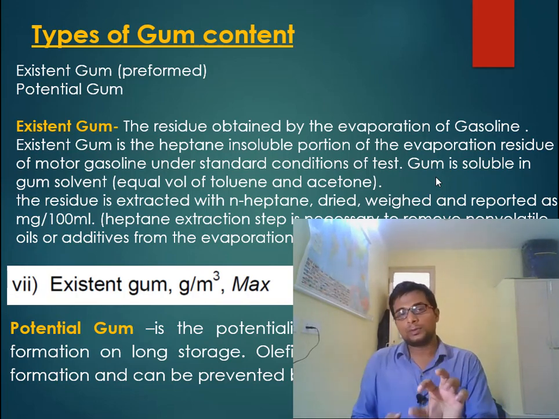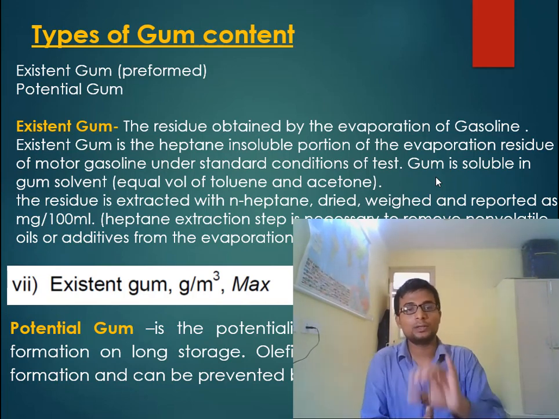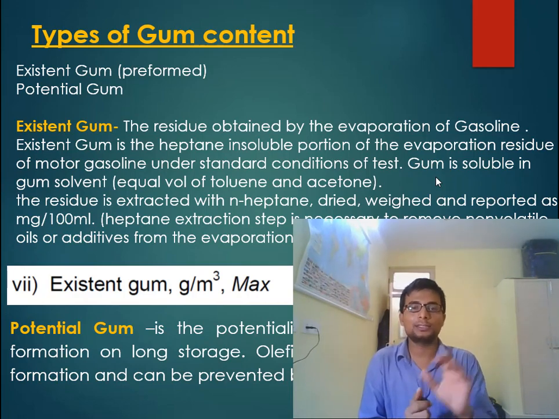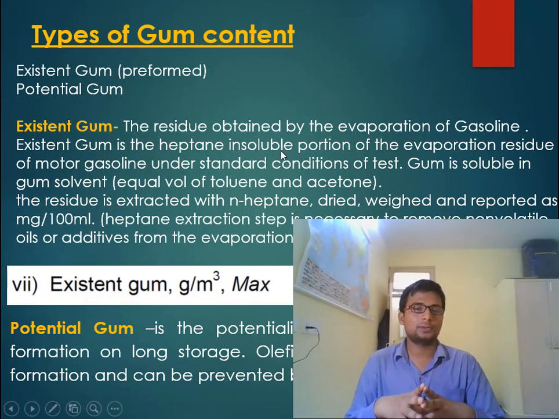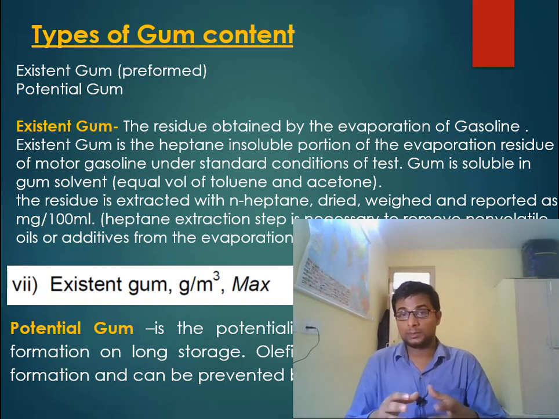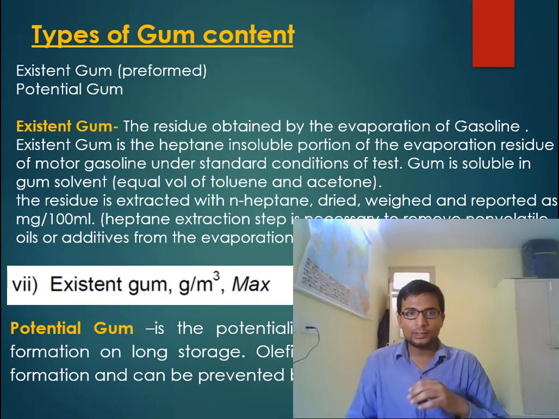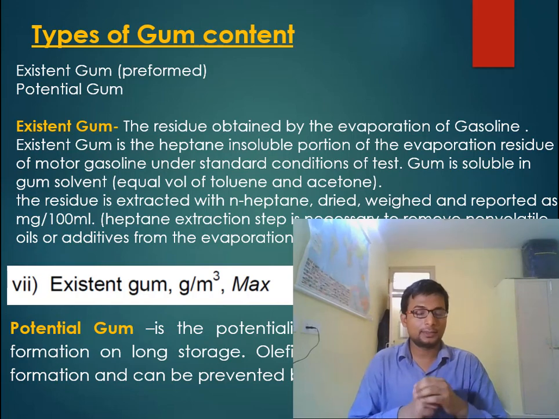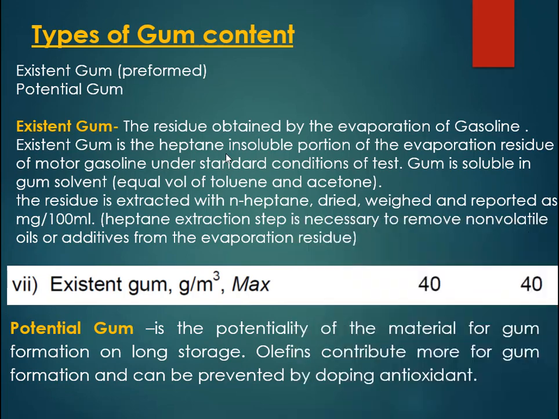Now existent gum is the type of gum which remains even after manufacturing of petrol. It means if I have just manufactured petrol today, then also there will be some gum component in it, and that is called existent gum, which is in free form. So how do we determine how much existent gum is inside a petrol? Basically, we evaporate the volatile component of gasoline. The residue left may be a combination of existent gum and non-volatile oils or any additives I have added. So existent gum is extracted by heptane. Heptane removes non-volatile oils or additives from the evaporation residue, so whatever is left will be existent gum.